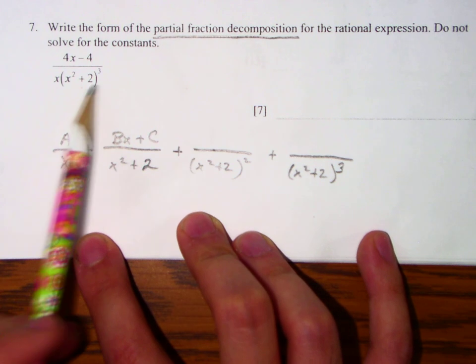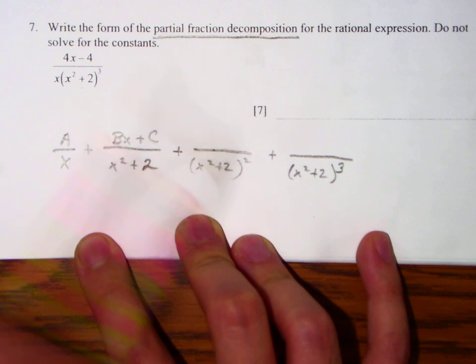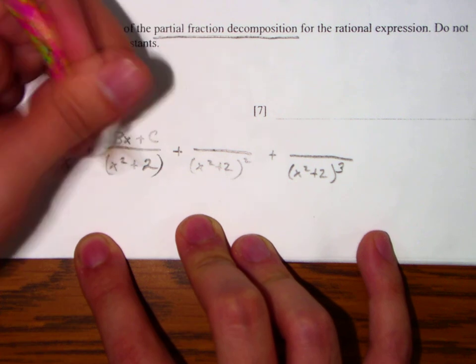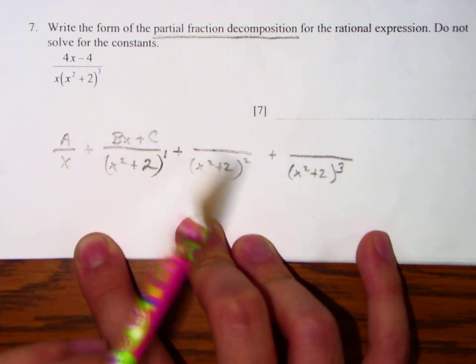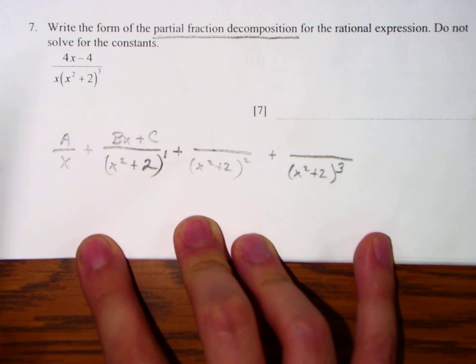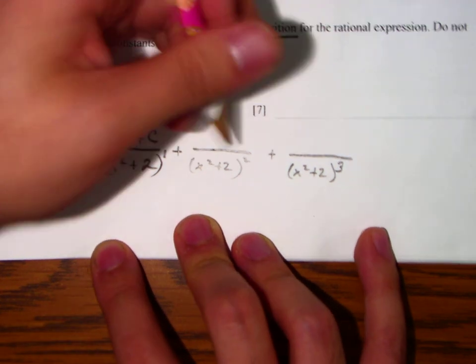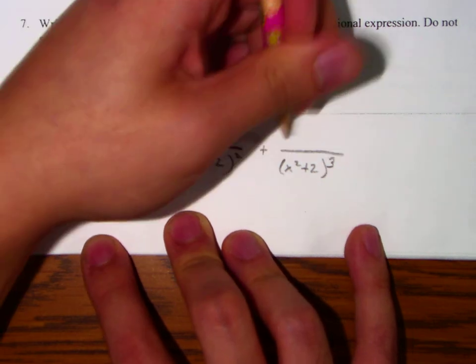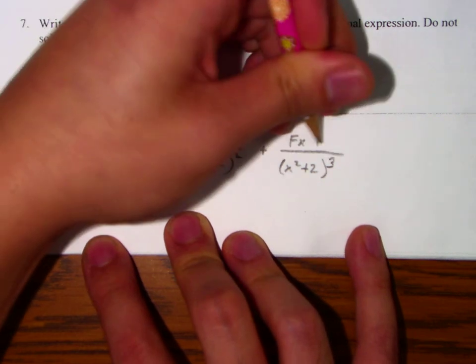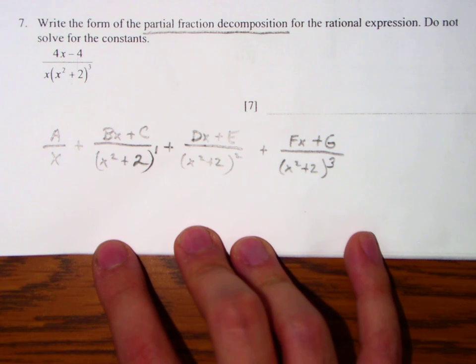Again, that applies when you're looking at the multiplicity. You're going to write it for the first degree. So just to emphasize what we're doing there: to the first degree, to the second degree, and to the third degree. Because these are quadratic terms, we're going to have linear factors up top. Okay, and that's the answer.